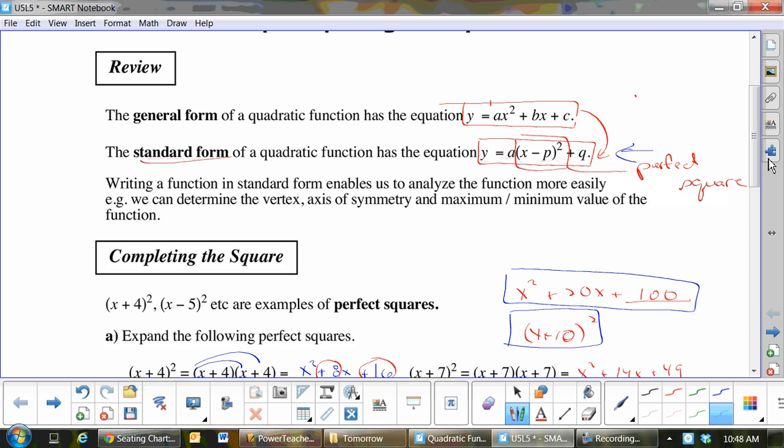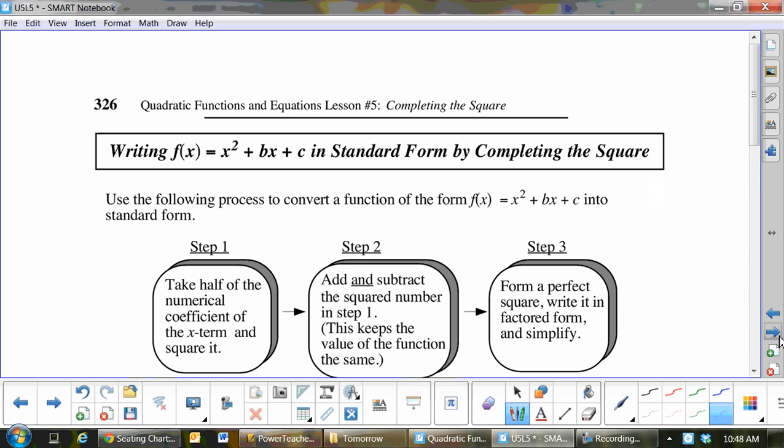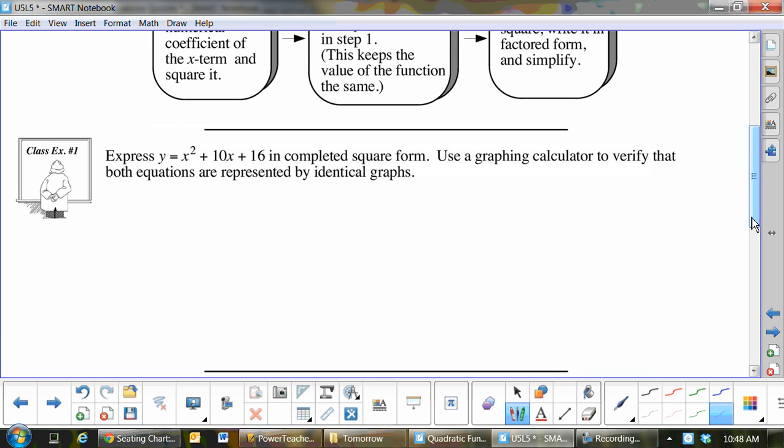So, we're going to go right to me showing you how to do this. So I have y equals x squared plus 10x plus... Now, here's what I do. I leave some space and then I put plus 16 out here. You'll see why in a second.